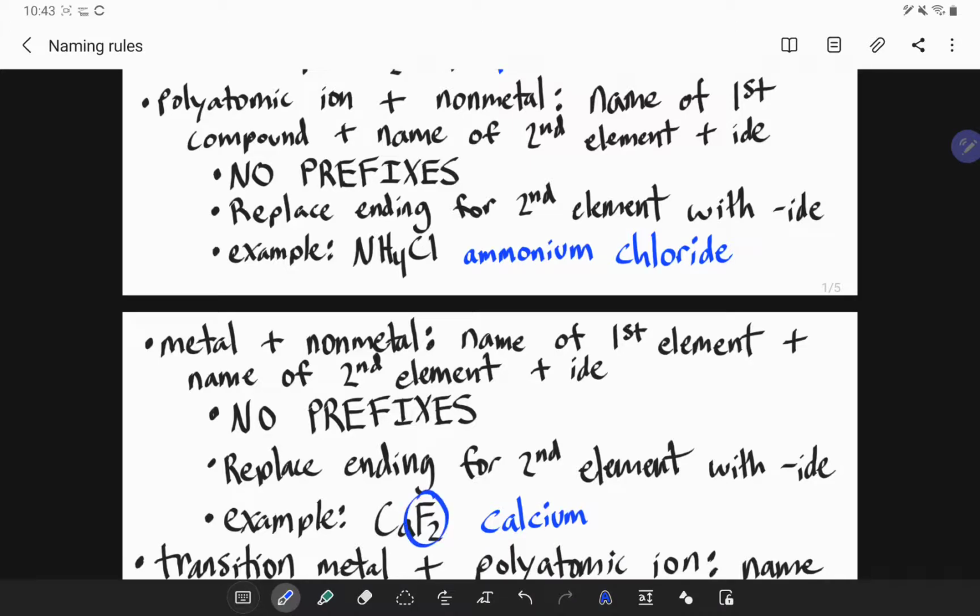And then F is fluorine. So I'm going to write that down. And then take a guess as to what I'm going to do next. Well, we are going to abide by this rule right here and replace the ending of the second element with IDE. Fluorine is a nonmetal. It is the second part of our chemical compound. Therefore, we are always going to replace that ending with IDE. So let's do that. Calcium fluoride is our answer. CaF2 is calcium fluoride.